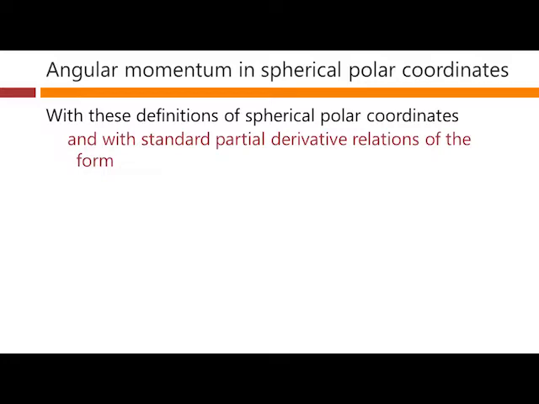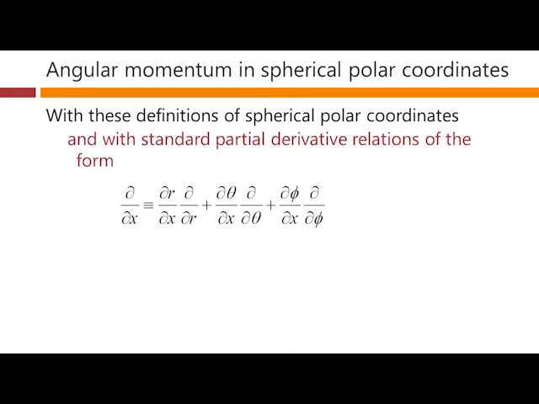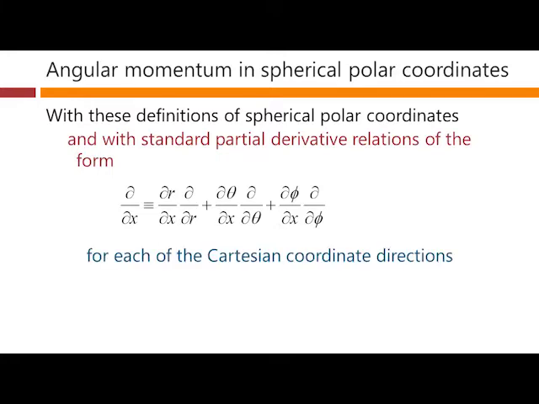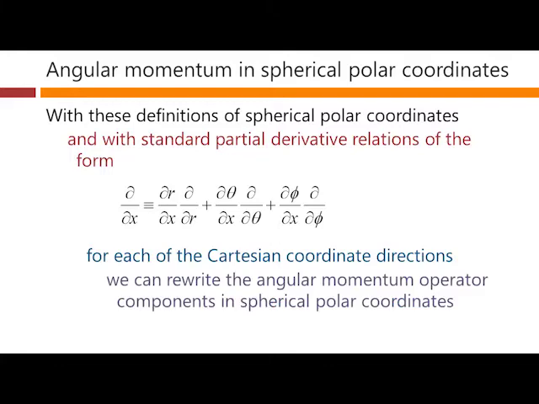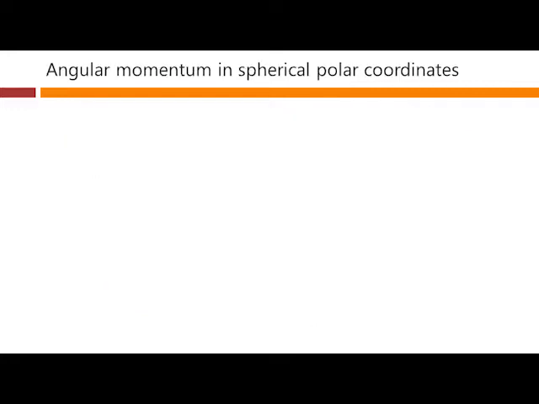With these definitions of our spherical polar coordinates, and using the standard partial derivative relations of the form we have here, so that d by dx would be dr by dx d by dr, plus d theta by dx d by d theta, plus d phi by dx d by d phi, with all of these being partial derivatives, is the standard way to work out a new form of partial derivatives in the new coordinate system. If we use those for each of the coordinate directions, then we can rewrite the angular momentum operator components in spherical polar coordinates. Now, this can look a little frightening, but it's straightforward.